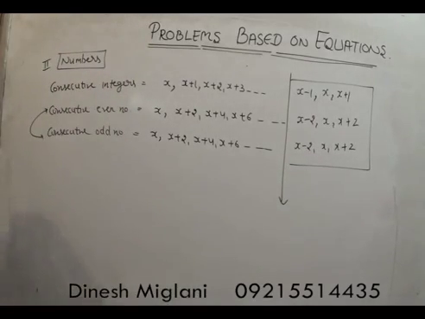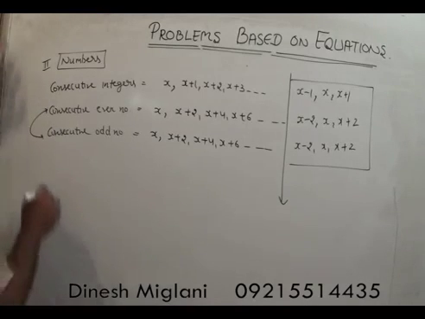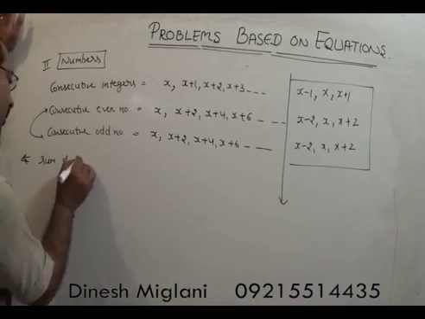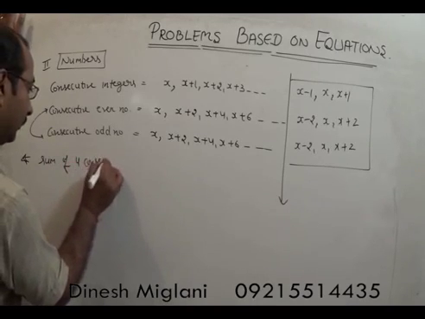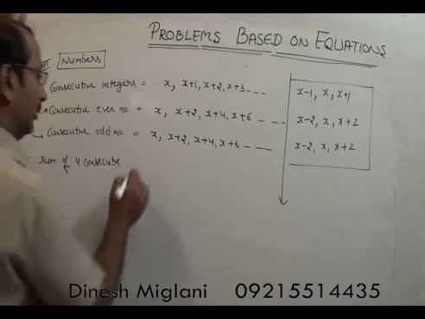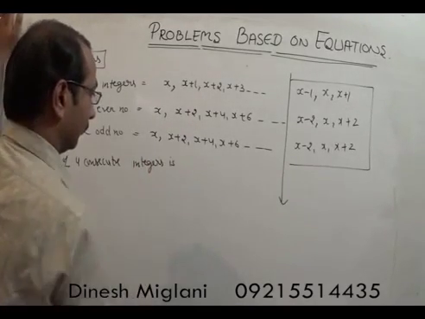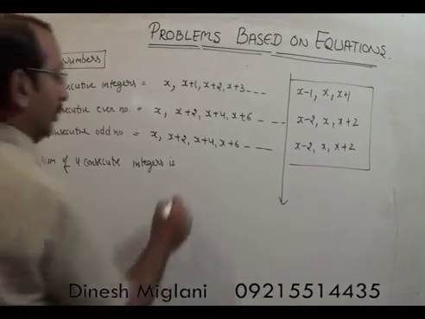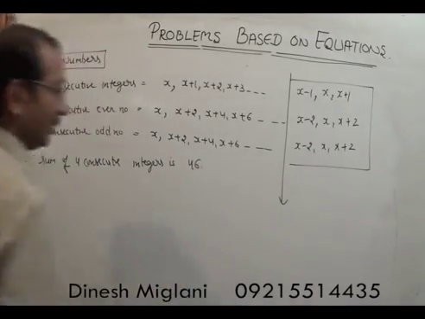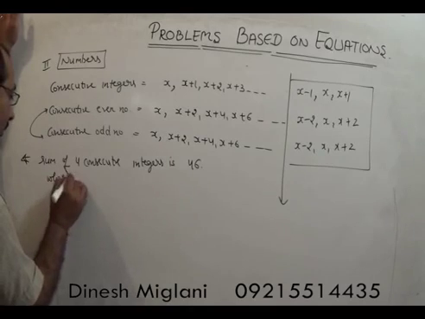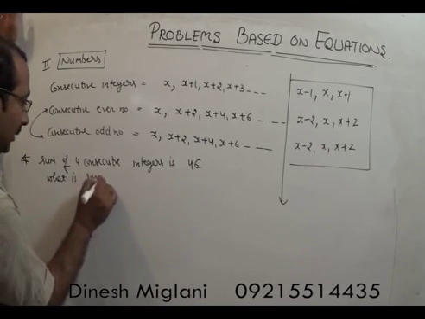For example, if I start with some statements, it is given that the sum of 4 consecutive integers is 46, right? So in the answer we have to find out what is the smallest integer. What is the smallest integer?